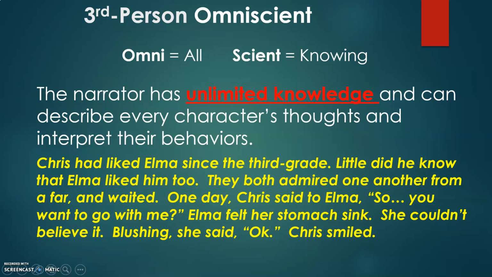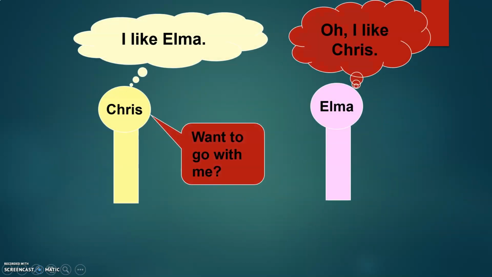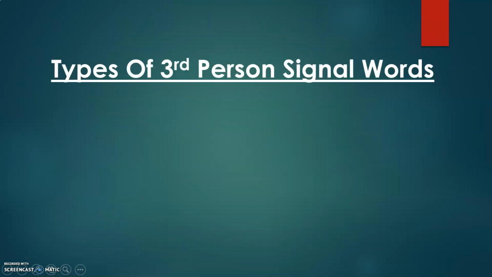In this example, we see both Chris and Elma's feelings and thoughts. We don't just know that Chris had liked her since third grade, but that Elma liked him too, and that she felt her stomach sink and couldn't believe something, okay? So from the narrator's perspective, we can see both of these characters' thoughts and feelings. That makes it omniscient. So here's Chris and Elma. I like Elma. Oh, I like Chris. Okay, so we know then two or more characters' thoughts.